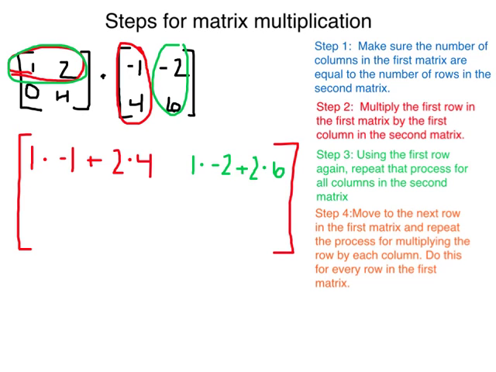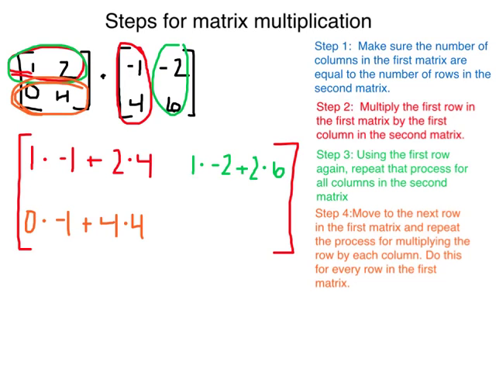Okay, so step 4 would be to move to the next row here. So this is my next row, 0, 4. And I'm going to repeat the same process I did for the first row. That means taking the row and multiplying it by each column. So I'm going to do that for the second row. Make sure you keep up with the same position. So the first position in this row is 0. So I'm going to go 0 times negative 1. And then 4 is my second position, 4 my second position, so I have 4 times 4.